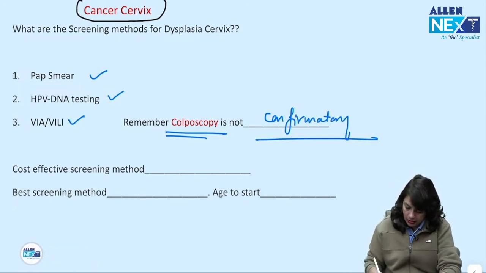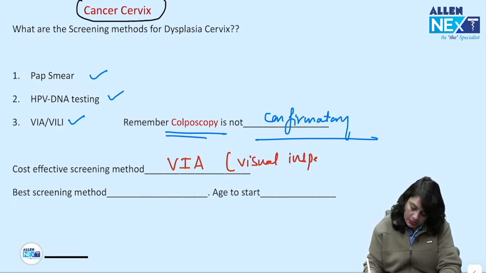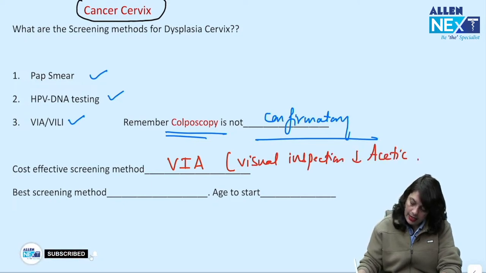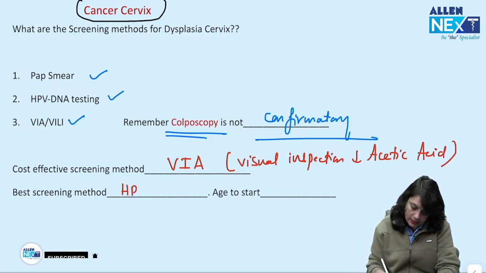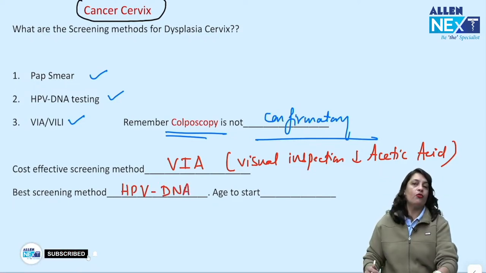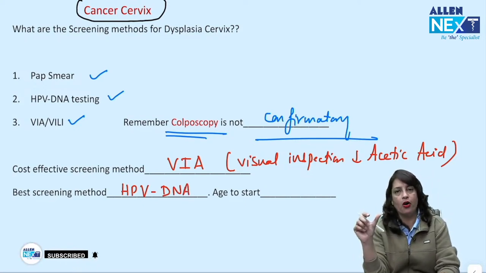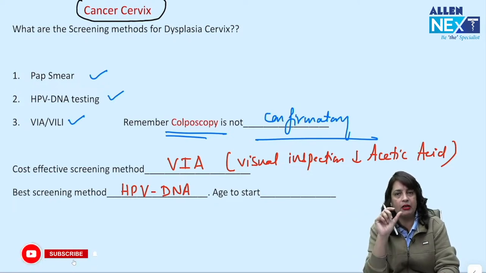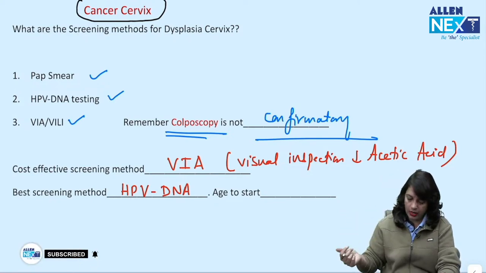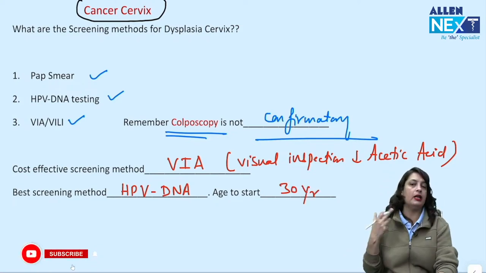Cost effective screening method for cancer cervix or dysplasia cervix in low resource countries is VIA, that is visual inspection under acetic acid. Best screening method nowadays is HPV DNA testing. We take a sample, like we take up a pap smear, that is a liquid based cytology, and we send it for HPV DNA testing. HPV DNA testing is not a blood test, it is a sample taken from cervix, like we take up a pap smear, okay, and we send it to our genetics lab. Age to start HPV DNA is 30 years of age.